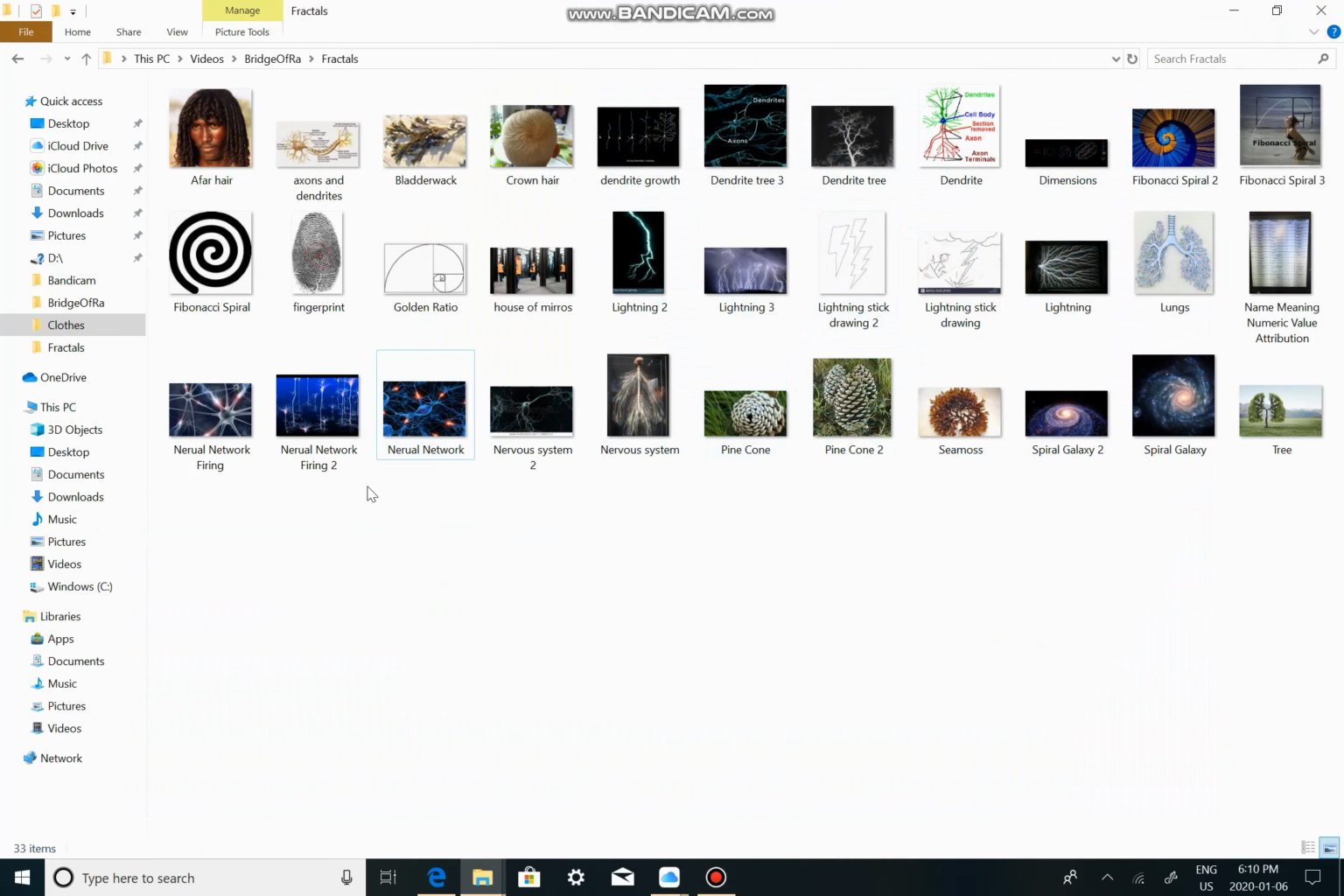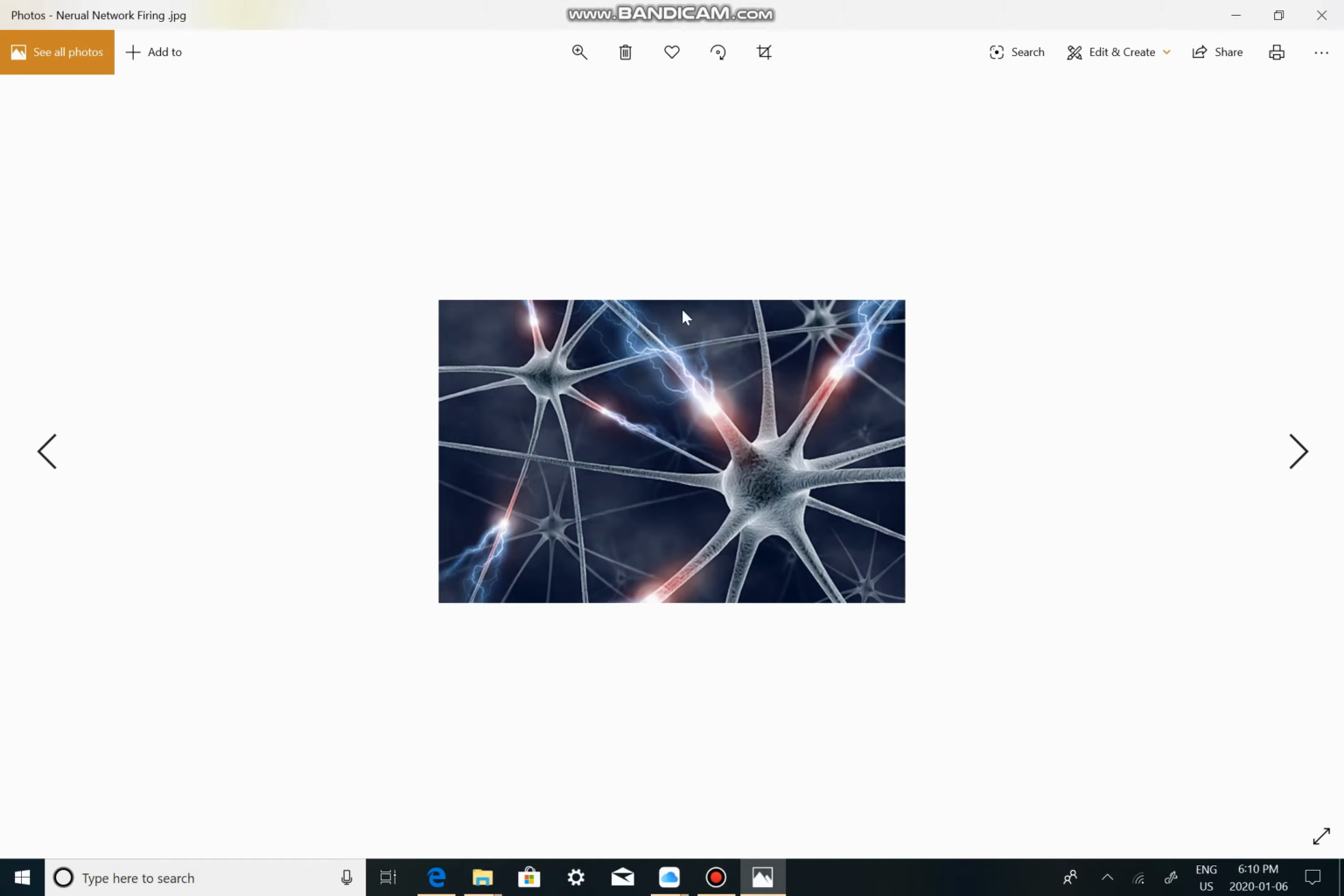So now when you look at your neural network, this is what it looks like when it's firing.